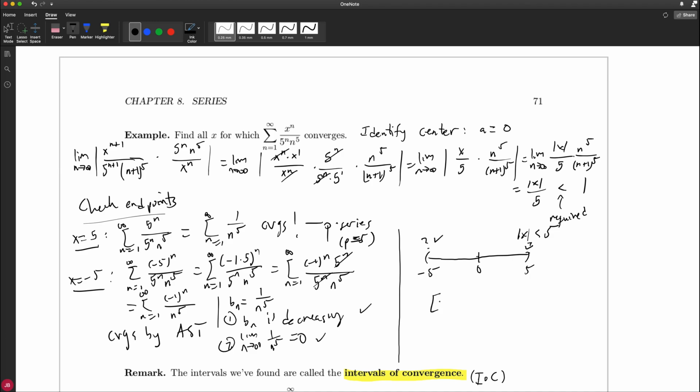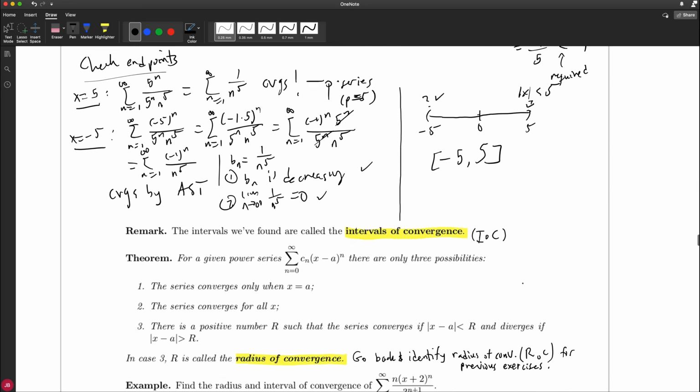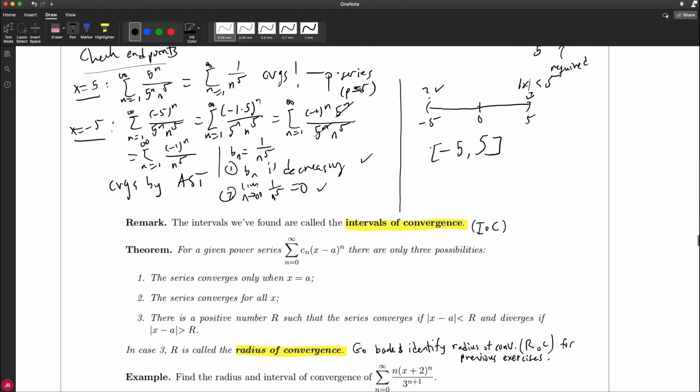And so the interval on which my power series converges is minus 5 to 5, including the endpoints, which is nice. And like I say, just right here, this is called my interval of convergence, which I denote with IOC, not to be confused with International Olympic Committee.